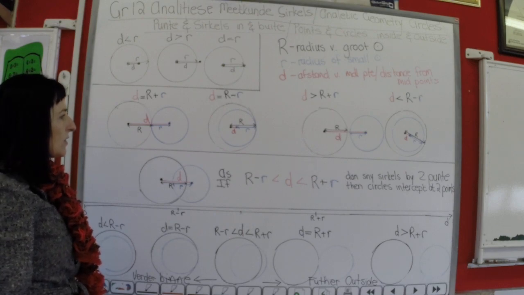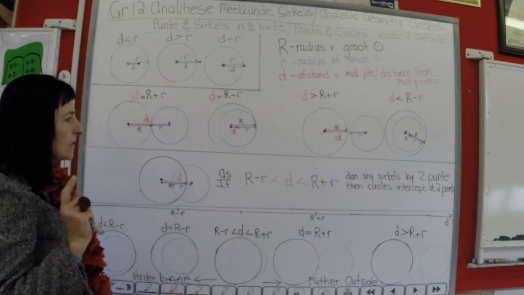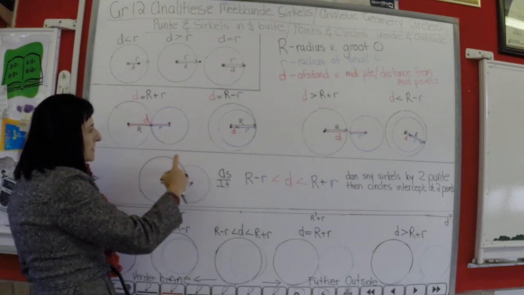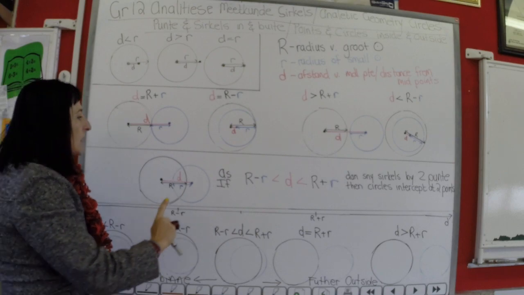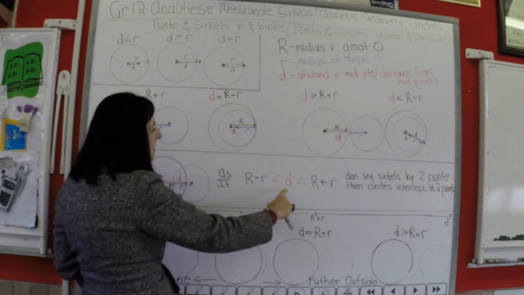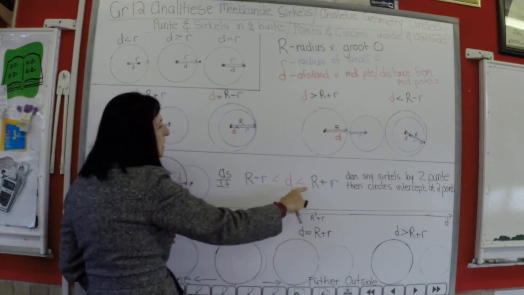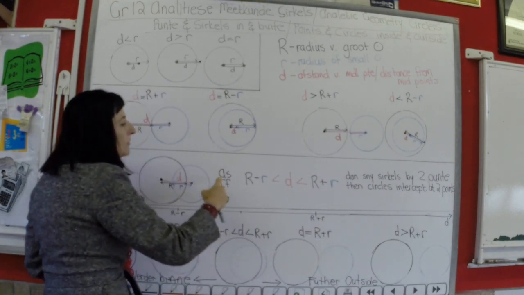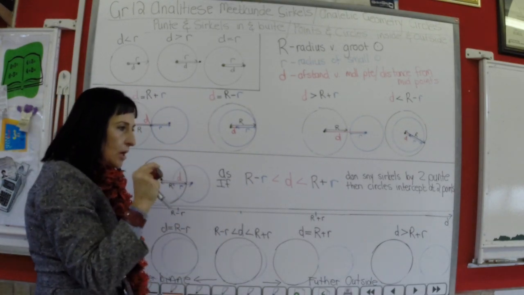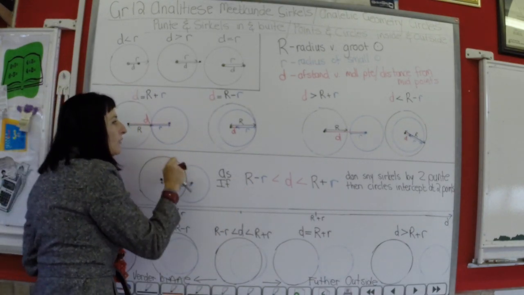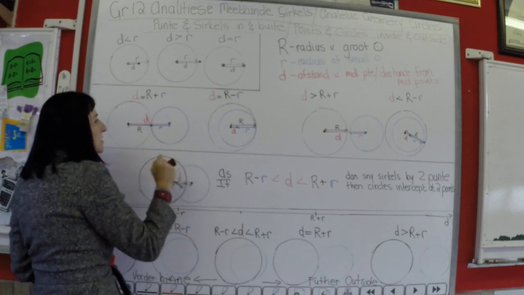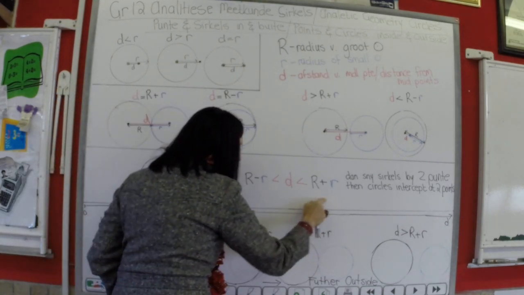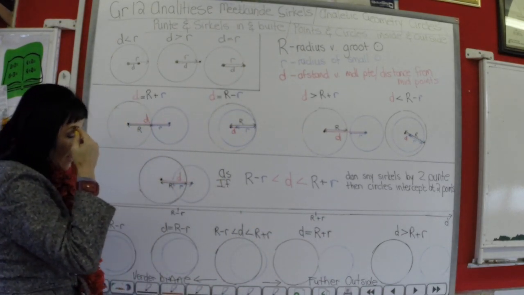Now, when do the two circles intersect at 2 points? When the two circles intersect at 2 points, this is true: D will lie between R minus r and R plus r. If this is true, then you know there are 2 points of intersection if there are two circles. So we learn this: when this is true, there are 2 points of intersection.